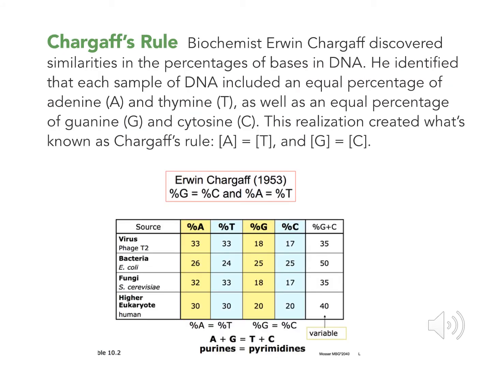Biochemist Erwin Chargaff discovered similarities in the percentages of bases in DNA. He identified that each sample of DNA included an equal percentage of adenine and thymine, as well as an equal percentage of guanine and cytosine. This realization created what is known as Chargaff's rule: A equals T and G equals C.